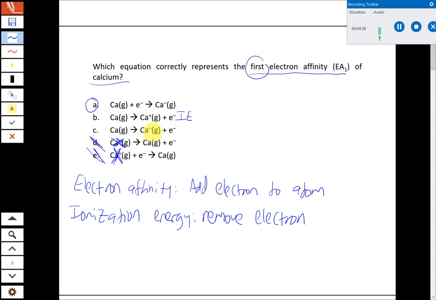So the charges are imbalanced. If you're going to add the electron to the atom, it needs to be on the left side of the arrow, as it is in choice A.